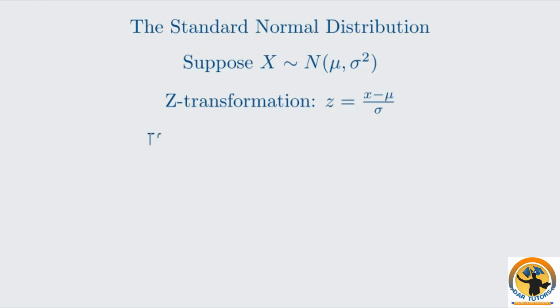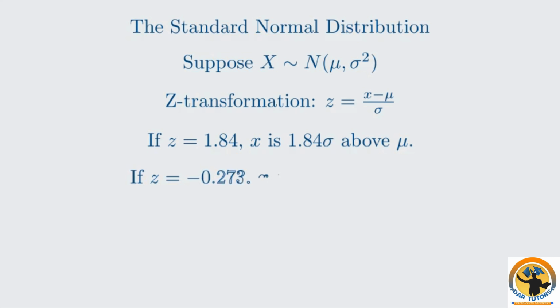If we have a z-score of 1.84, it means the x value is 1.84 standard deviations to the right of, or above, the mean. Conversely, if we have a z-score of negative 0.273, the x value is 0.273 standard deviations to the left of, or below, the mean. So the z-score provides a universal scale that helps us understand how a value stands in its distribution.